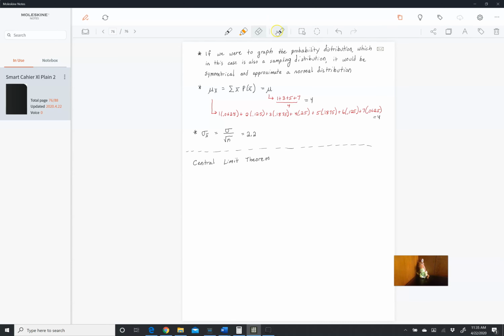Okay, what does the central limit theorem do? It tells us the relationship between the sampling distribution of sample means and the population that the samples are taken from.